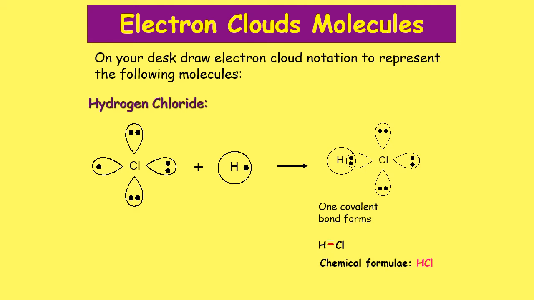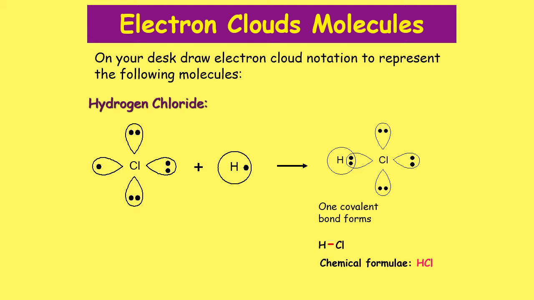So here we have hydrogen chloride. Chlorine has 7 electrons in its outer shell, and if we start at the top and work our way around putting in 1 electron at a time, we end up with 3 lobes, each with 2 electrons in it, and 1 lobe on the left-hand side with only 1 electron, an unpaired electron. Hydrogen, because it's in the first row, we draw a circle. It only has 1 electron, so we draw that in.